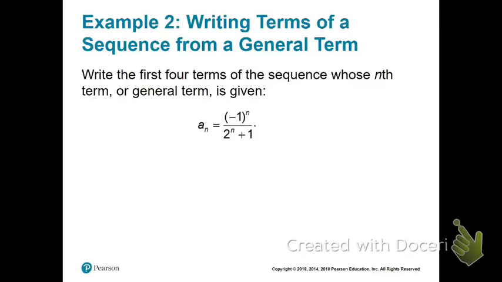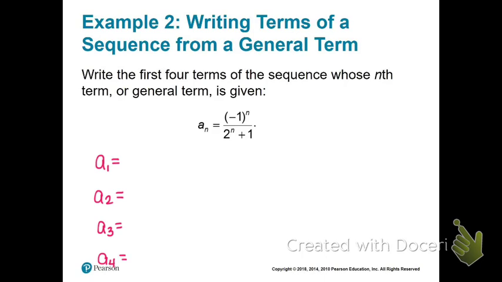All right, so we're going to write the first 4 terms of the sequence whose nth term, or general term, is given by this equation. So we're going to do the same thing we did in example 1. We're going to find a sub 1, but notice it's a fraction, so I'm going to leave a little extra space there. A sub 2, a sub 3, a sub 4. That's all I had to do, right?